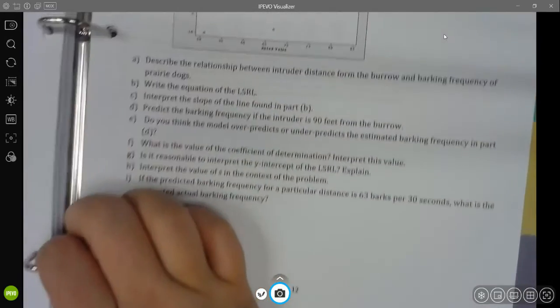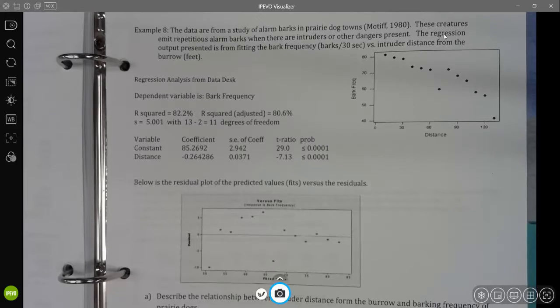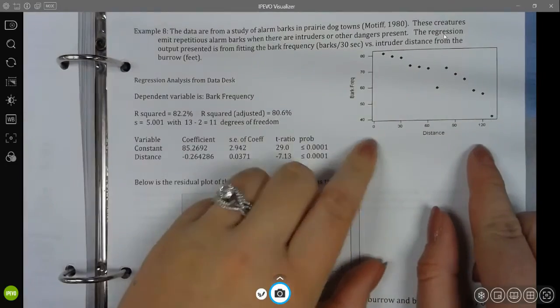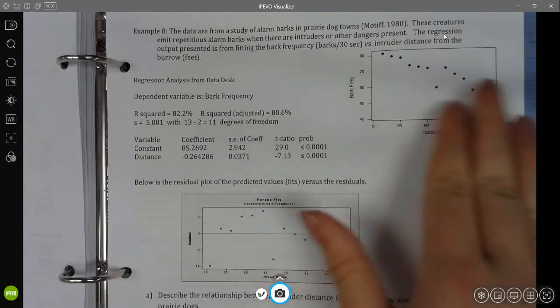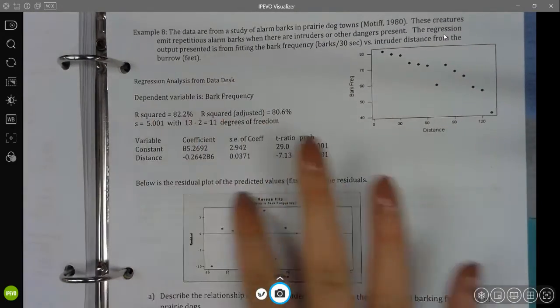Okay, so let's look at example 8. We are given a regression analysis from data desk. We are talking about alarm barks in prairie dog towns. They emit alarm barks when there's intruders nearby. Oh no. And it tells us this is the distance that the intruder is away and the frequency of the bark. Okay, so you can start to look at the line there. Here's the information that we're given.